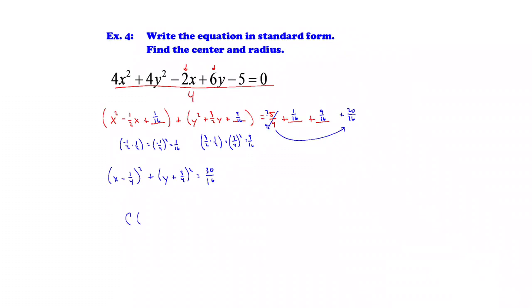And so my center is at (1/4, -3/4), and my radius squared is 30 divided by 16, but when I take the square root, I get the square root of 30 over 4. And so that represents the distance from the center to any point on the circle. So here's just another example of writing an equation in standard form. Yes, you do have to deal with fractions, but these are all things that we should be able to handle.